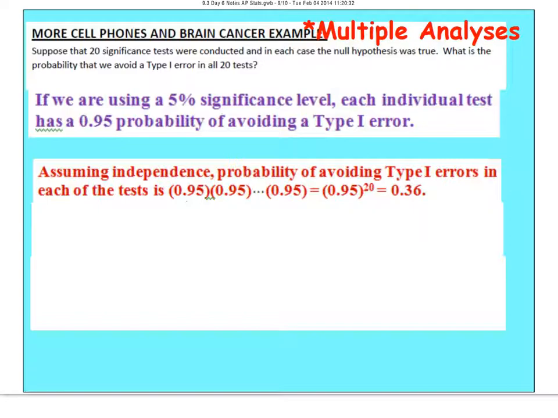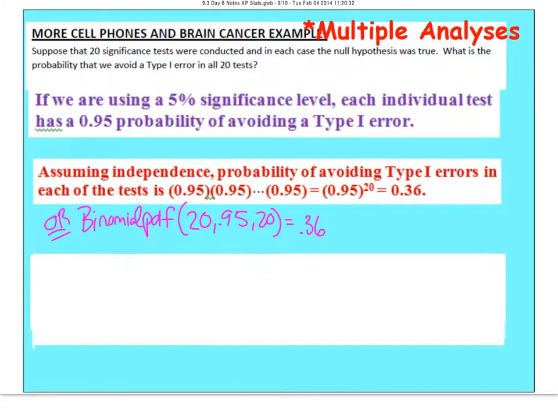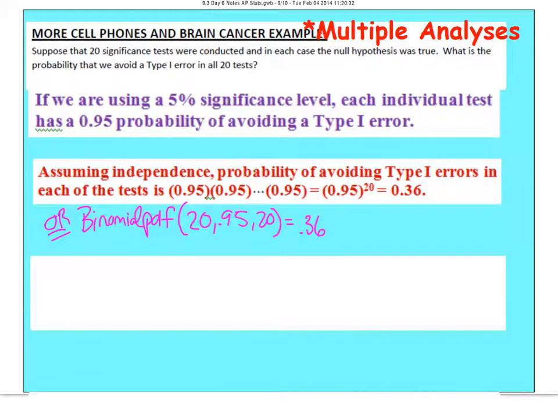Now, do keep in mind, if you didn't want to do the probability this way, which works great because they're independent, this is a binomial situation, so I could do a binomial PDF. I could do 20 trials at a 95% chance of success, and I'm picking all 20. It's 0.36, so just another way to come up with that.